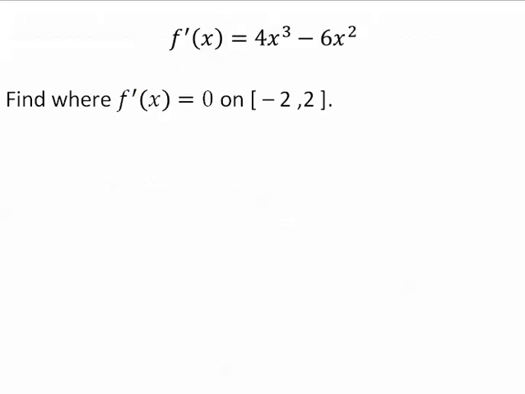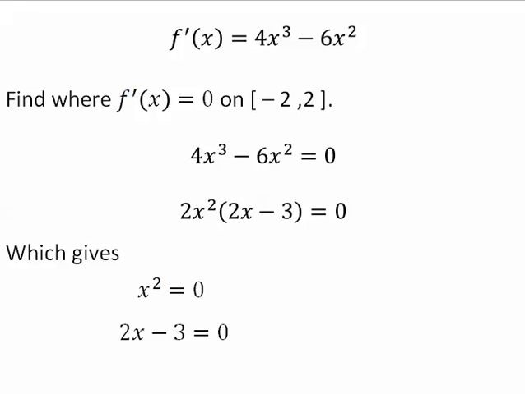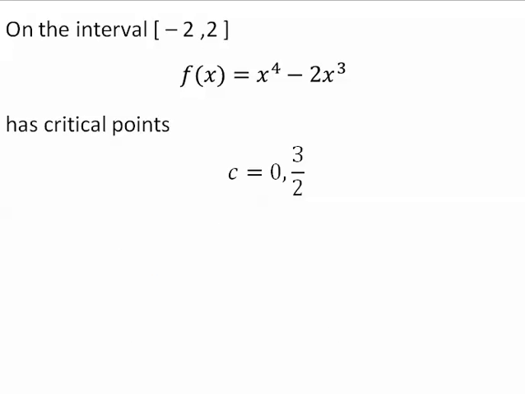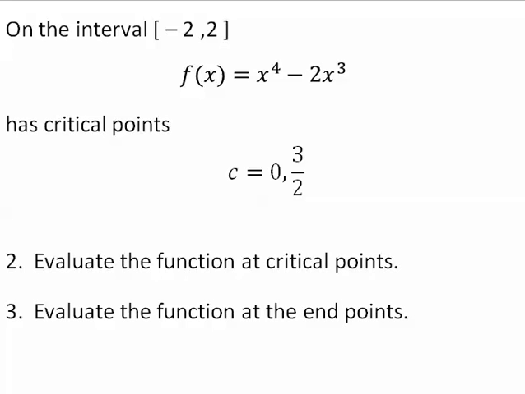So we just take the derivative function and we set it equal to 0. And so either x squared is 0 or 2x minus 3 is 0. And that gives us two critical points, 0 and 3/2. So we have two critical points, 0 and 3/2. And we're going to evaluate these critical points, and we're also going to evaluate the function at the endpoints.